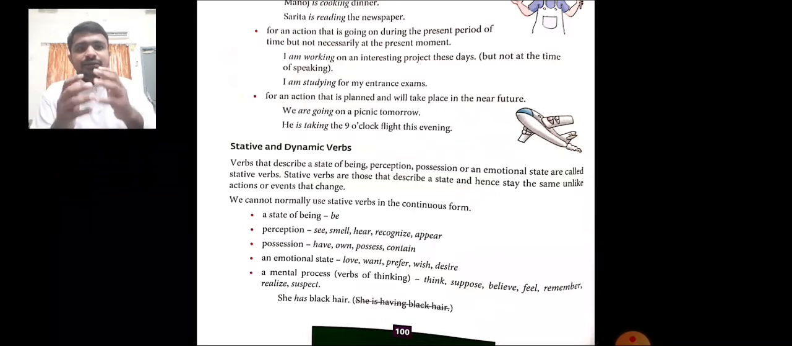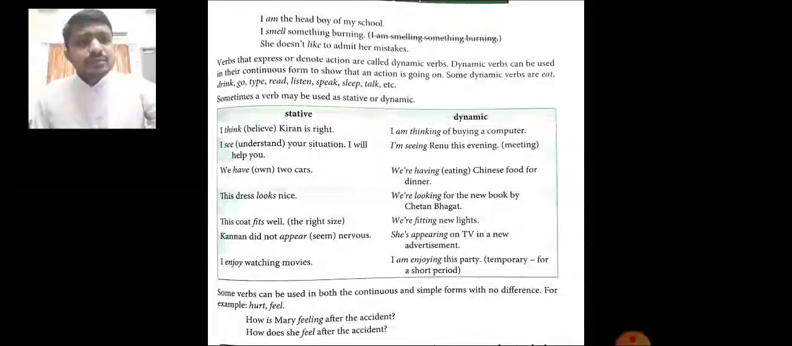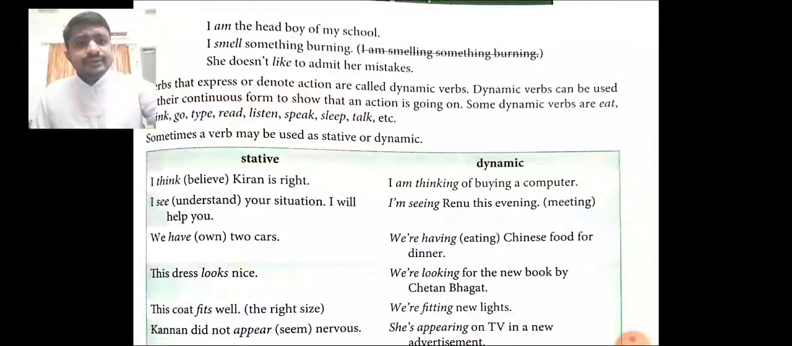For example, the state of being, all the forms of verb be, then perception: see, smell, hear, recognize, appear. Then possession: have, own, possess, contain. And emotional state: love, want, prefer, wish, desire. Then a mental process: think, suppose, believe, feel, remember, realize, suspect. These verbs are called the stative verbs. The examples are also being given there that you can see later.